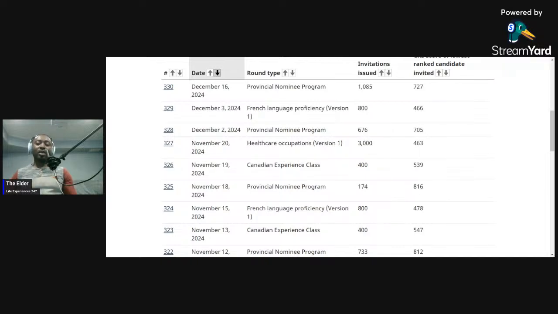Anyone who had their application in and had at least 466 would automatically receive a nomination. That means after December 3, I shouldn't be expecting anyone who falls within that French proficiency program to still have more than 466 points, because they've all received an invitation to apply. But then one thing too is there will still be new applicants. Lots of people are sending in applications day in, day out.